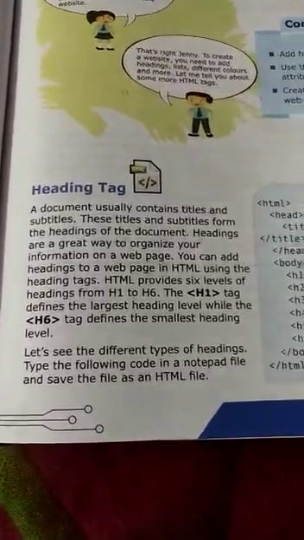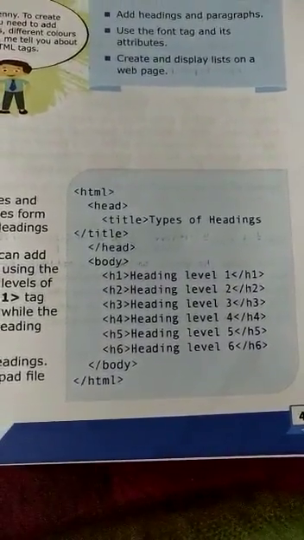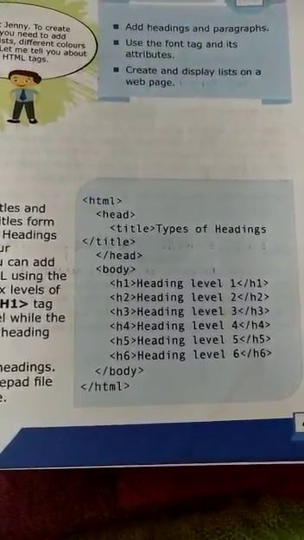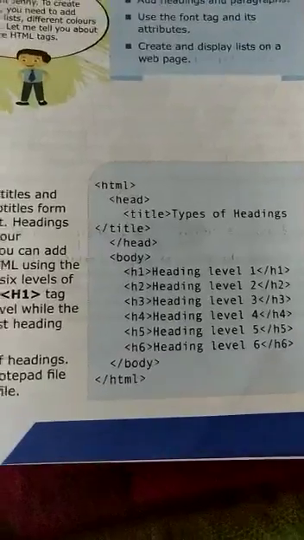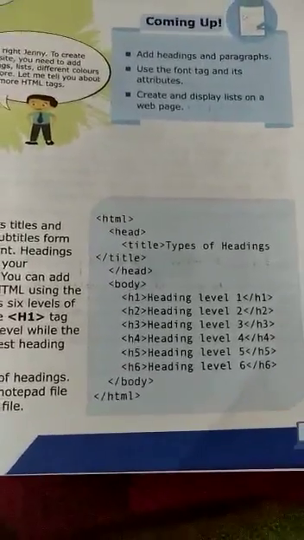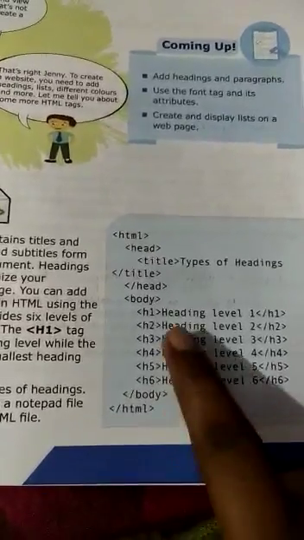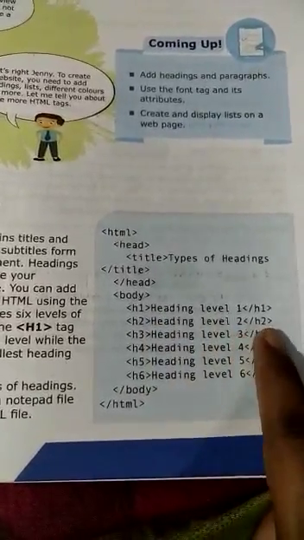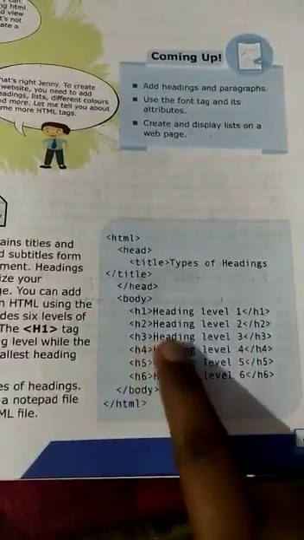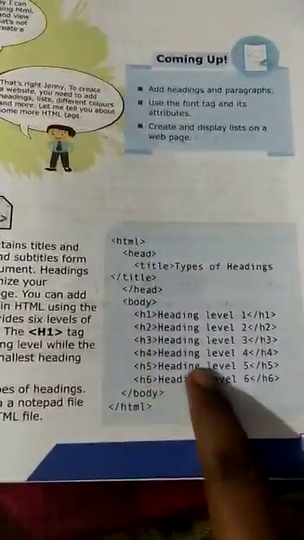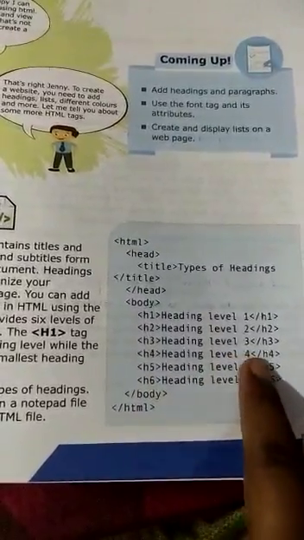Type the following code in the notepad file and save the file. Like HTML, head, title, types of heading, title tag closed, now head tag closed. Body tag started, H1 heading level 1, H1 tag closed. H2 heading level 2, H2 tag closed. H3 heading level 3, H3 tag closed. H4 heading level 4, H4 tag closed.